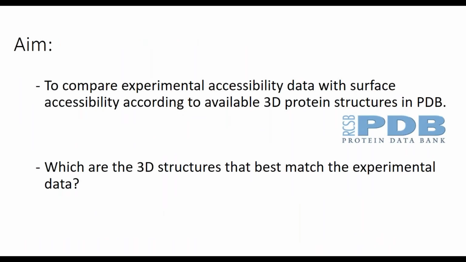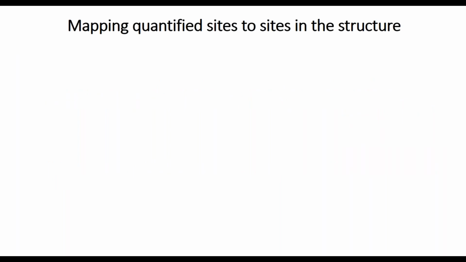So then, having this experimental data about the in vivo accessibility of these sites, we wanted to compare with the available 3D protein structures in PDB to see if the structure in vivo is concordant with the data that we have. So the question is, which are the 3D structures that best match the experimental data that we have?